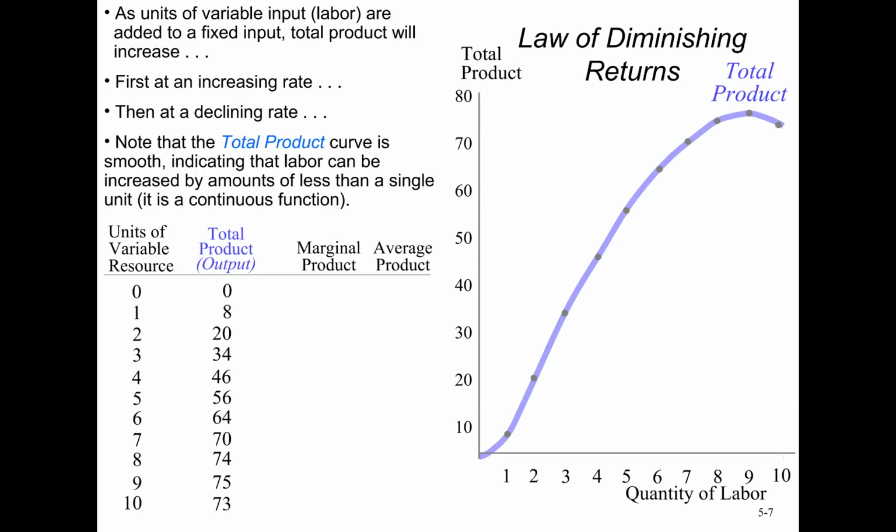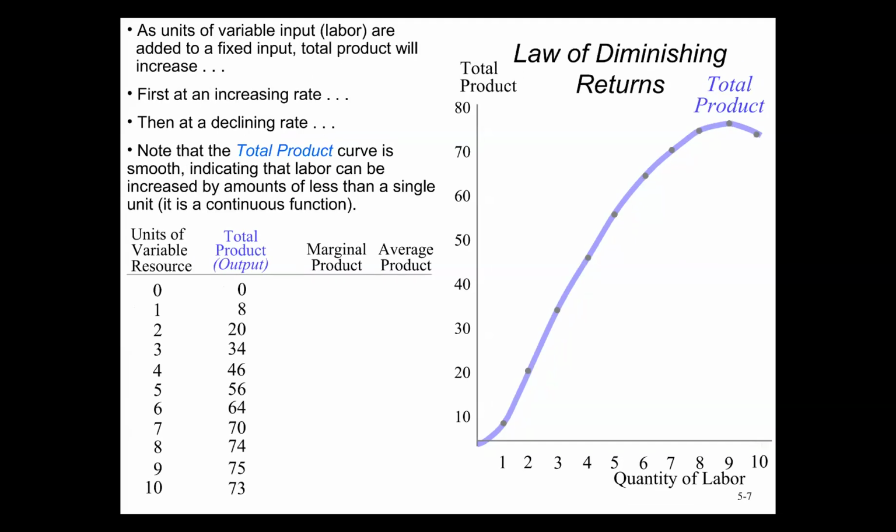You even see that the curve, for example this one for the total product curve, is smooth, indicating that labor can be increasing by amounts of less than a single unit. In a continuous function, you can have labor increasing by less than one, by small units, right? This is the representation that we are giving. So now, if you are given a list showing you the total product, how do you find the marginal product and average product?